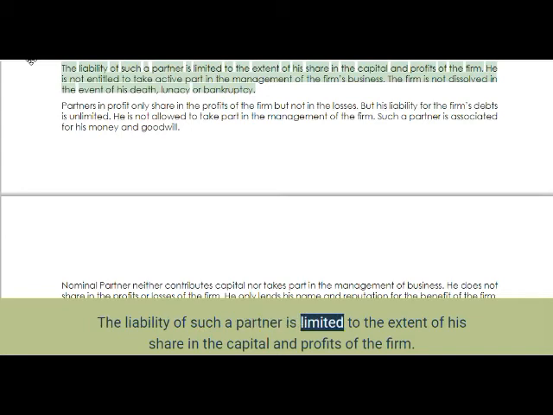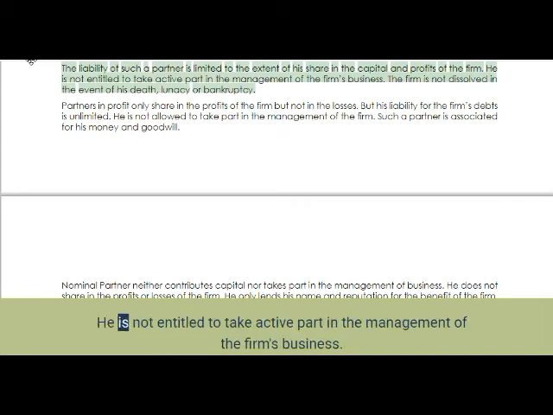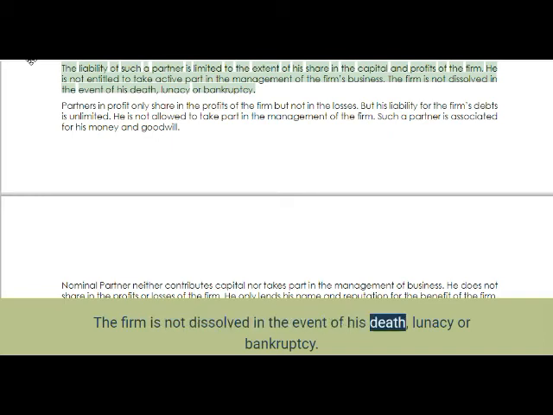The liability of a limited partner is limited to the extent of his share in the capital and profits of the firm. He is not entitled to take active part in the management of the firm's business. The firm is not dissolved in the event of his death, lunacy or bankruptcy.